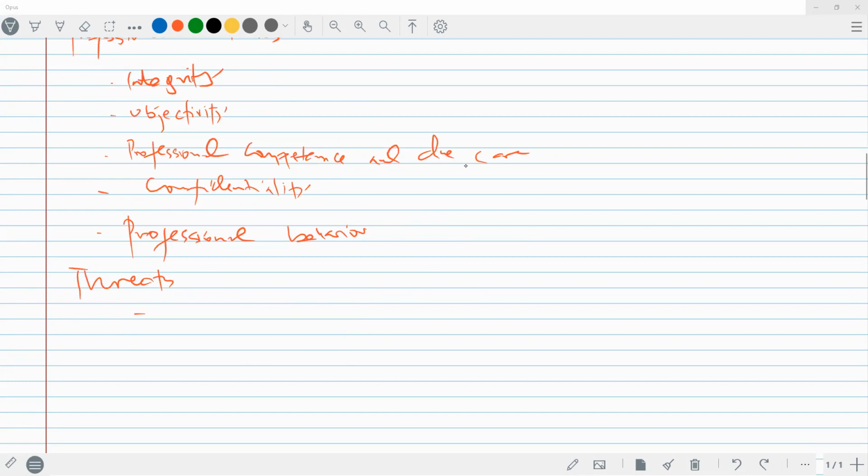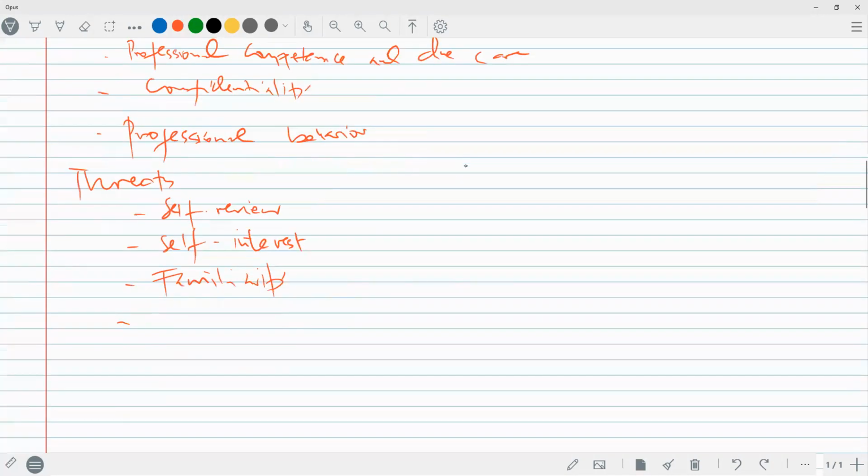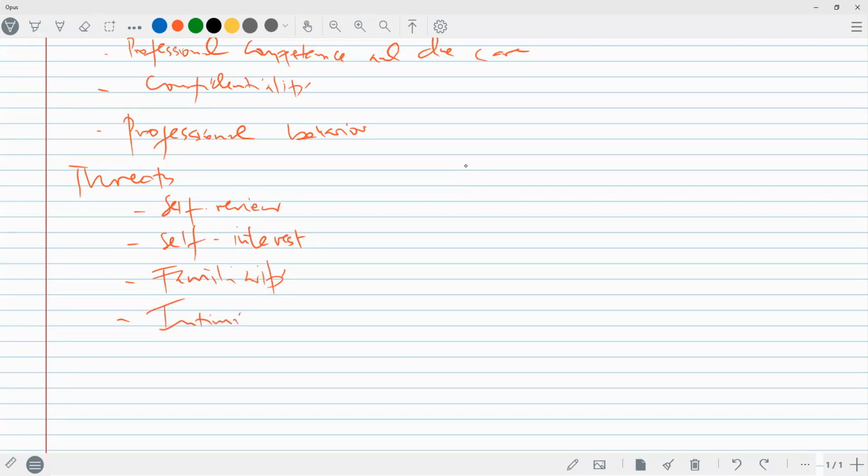Yes. There are five threats to the independence of the auditor. First one, self-review. Then self-interest. Familiarity. We have the threat of intimidation. And you have the threat of advocacy. Okay, those are the five threats to the independence of the auditor.